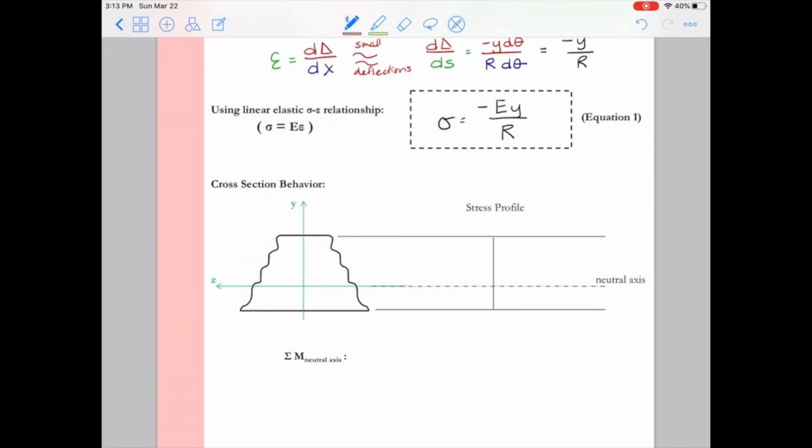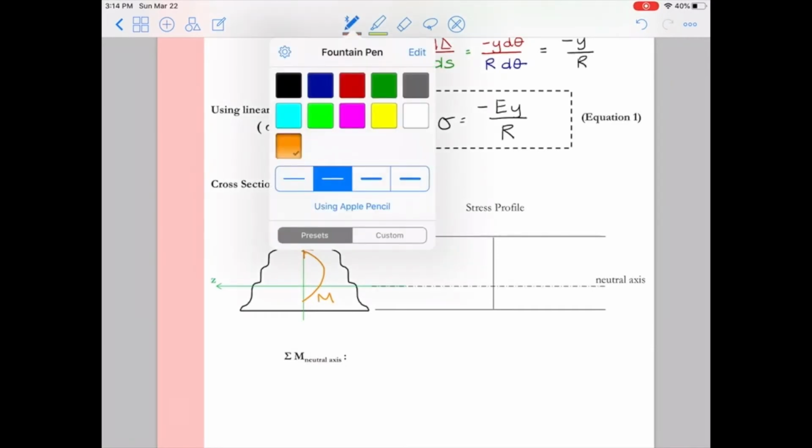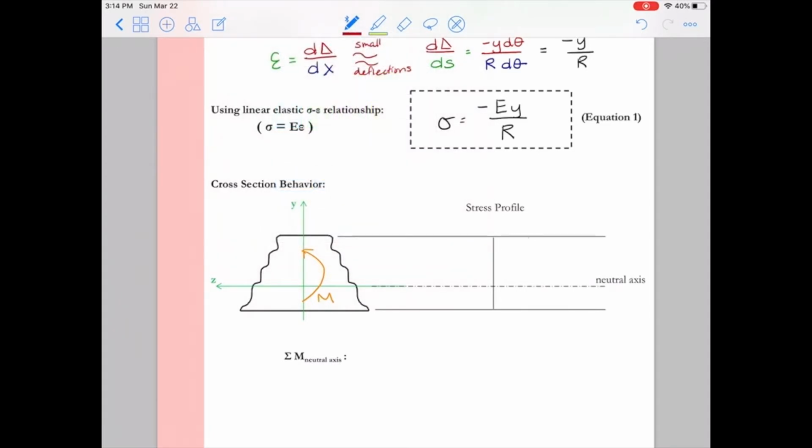Now we have to dive into cross-sectional behavior. So, in our cross-section behavior, we have a moment acting on the cross-section. I'm going to represent it like this. It's basically compressing the top and pulling tension on the bottom. So we get some sort of compression on the top. I'm going to say that this is our stress, sigma compression, or sigma C. And then on the bottom, I get some sort of tension. So this will be sigma T. This is going to be my tensile stress.